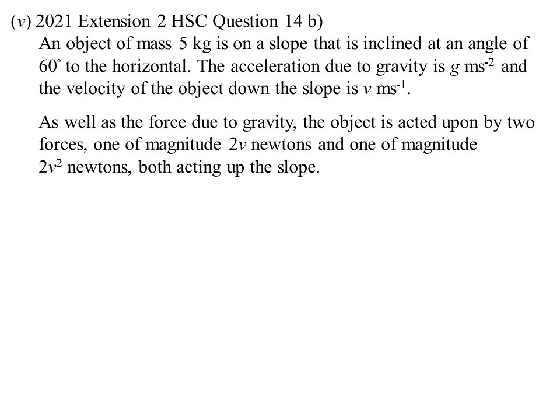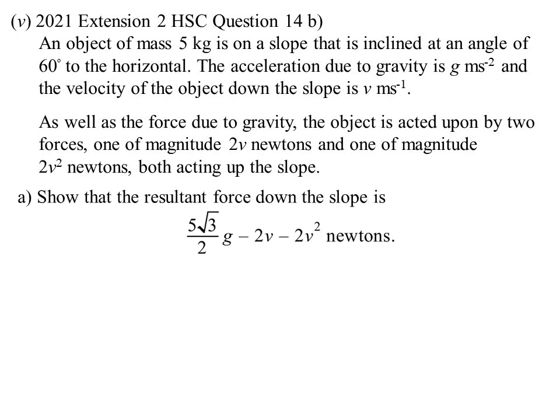Force due to gravity. Oh, and there's two forces. One of magnitude 2v, one of 2v squared. Both of them are up the slope. So it's got these two different resistive forces. Why they didn't just combine it into one force of 2v squared plus 2v? Who knows? This is going to be our resultant force, what we have to show.